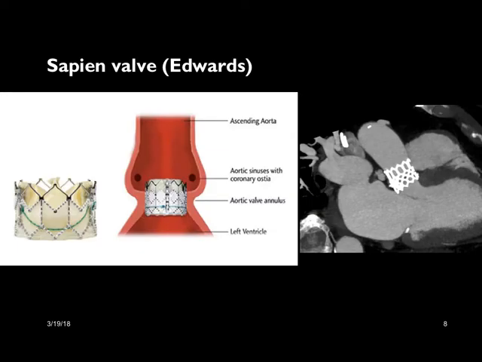This is the other type of valve that you're going to see in the United States. This is called the Sapien valve from Edwards. And again, this has gone through a few different iterations. The sheath size actually has gradually decreased over time, and they've added a skirt, which I'll talk about later. But the basic design here, it's a lower profile device, sits at the level of the aortic annulus, and has again a prosthetic valve in the middle.